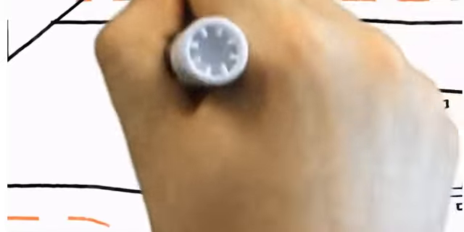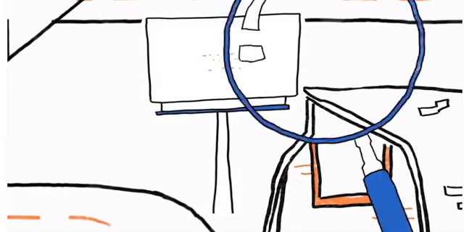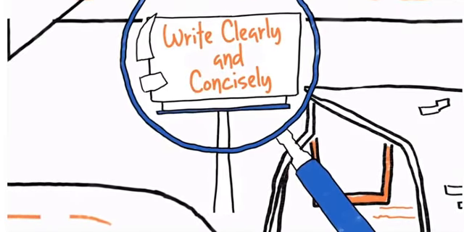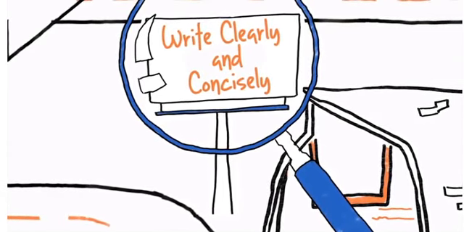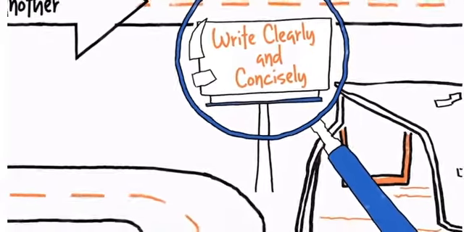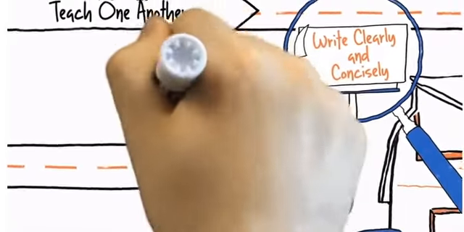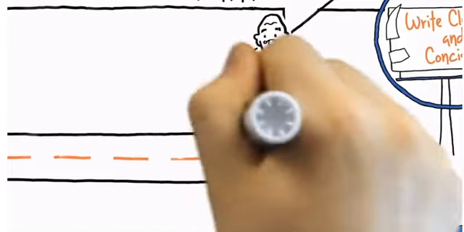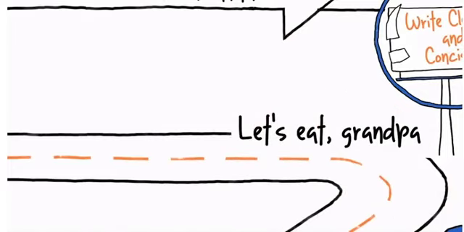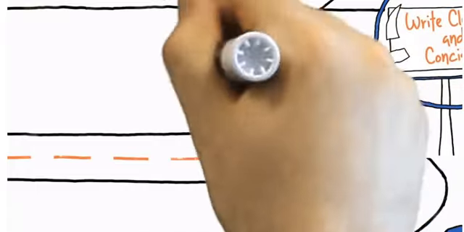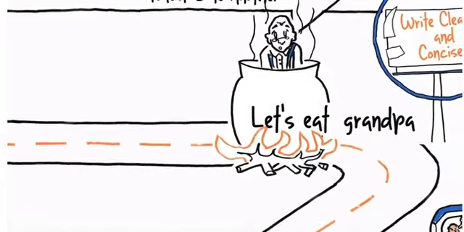Write clearly and concisely. Because you can't see or hear one another in online discussions, you've got to be clear and concise in order to get your meaning across without smiling, eye contact, hand gestures, and other body language. Check your grammar and punctuation. A missing comma can make a big difference. For example, "let's eat, Grandpa," or "let's eat Grandpa."